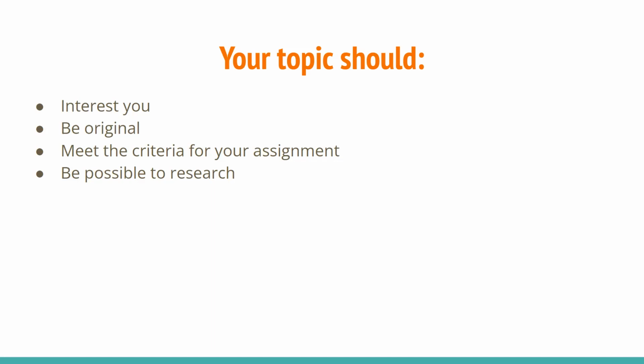It should be something that is original, that you can kind of contribute to the scholarly discussion on. It should also meet the criteria for your assignment, depending on, again, if this is a master's level course assignment or if this is an undergraduate assignment. Those are going to have different criteria, and you want to make sure you're meeting the criteria that your professor assigned. And it's also important that it be possible to research. It may be a fascinating topic, but if you can't find enough sources on it and sources that meet the criteria for your assignment, it may not be a good fit for your research at this point in time.